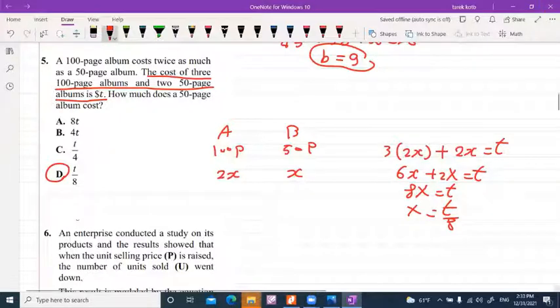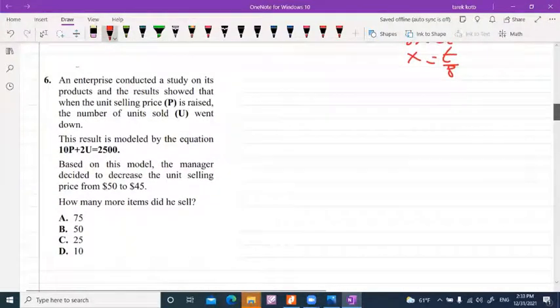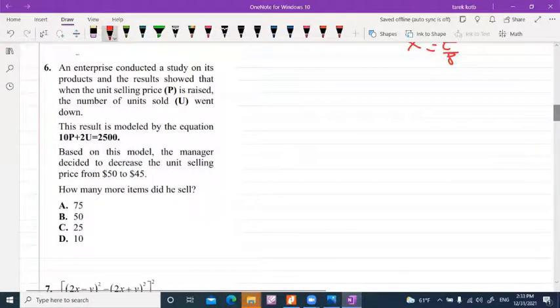Number 6. An enterprise conducted a study on its products, and the results showed that when the unit selling price P is raised, the number of units sold U went down. This result is modeled by the equation. Based on this model, the manager decided to decrease the unit selling price, which means P, from 50 to 45. How many more items did he sell?